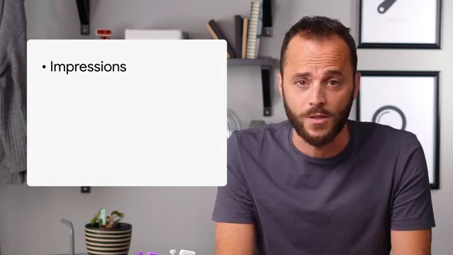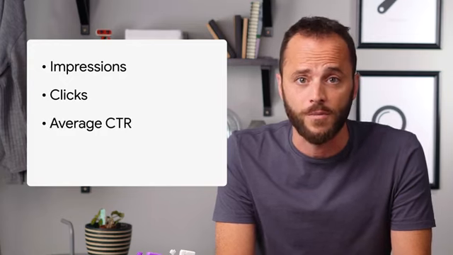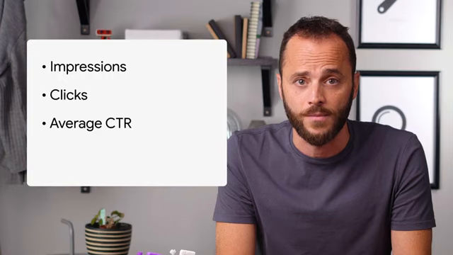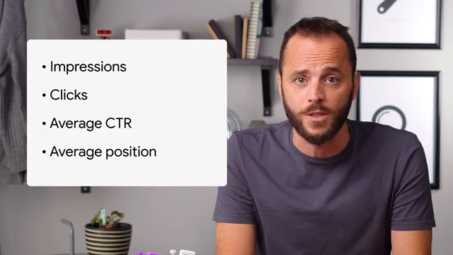For example, in the performance report, you'll find 4 metrics. Impressions, the number of times your site appeared in a search result. Clicks, the total number of times users clicked from a search result to your website. Average click-through rate, or CTR, the percentage of impressions that result in a click. Average position, the average position of your site in search results, based on its highest position whenever it appeared in a search result.